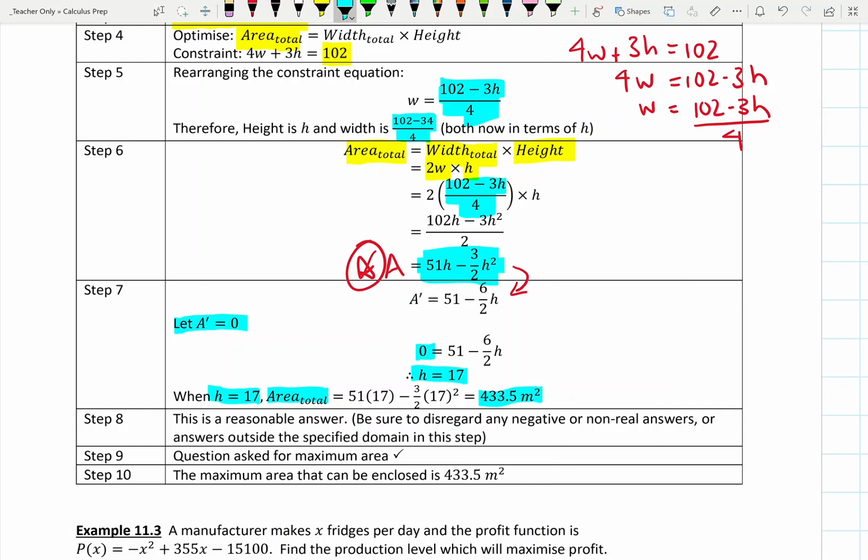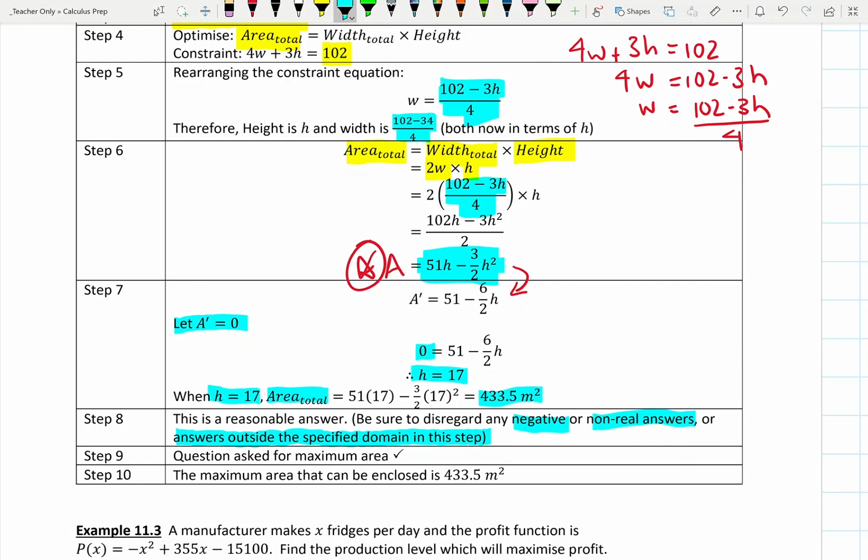Step 8 says evaluate the reasonableness of your answers and apply any conditions. This is a reasonable answer. What you're really looking for is any negative or non-real answers or any answers outside the specified domain. We don't have a specified domain. Our answer is positive and real, so we can keep it.